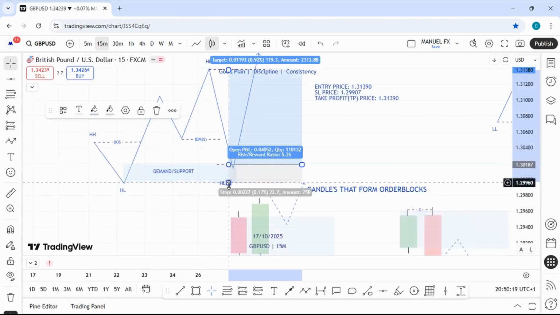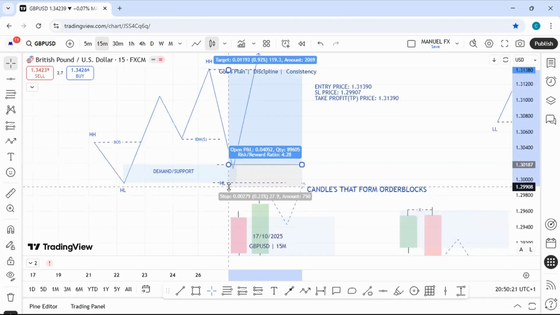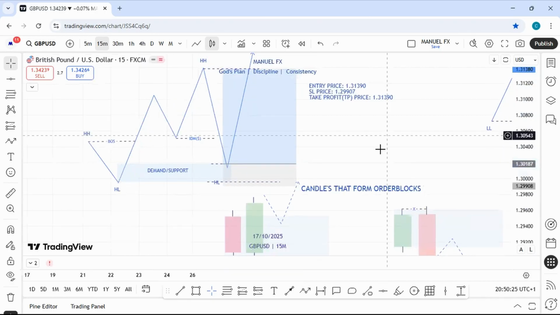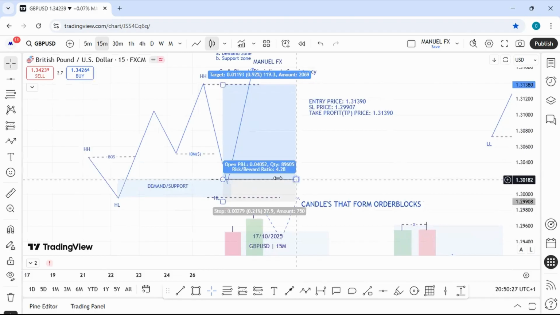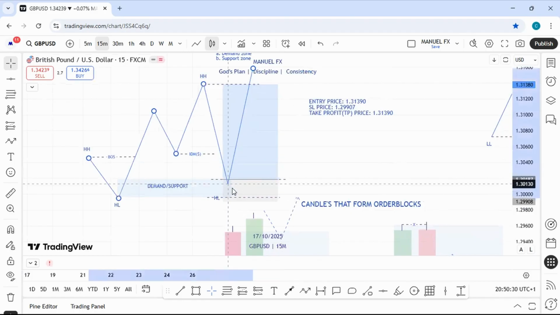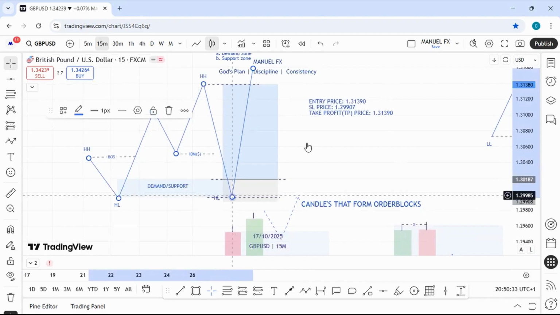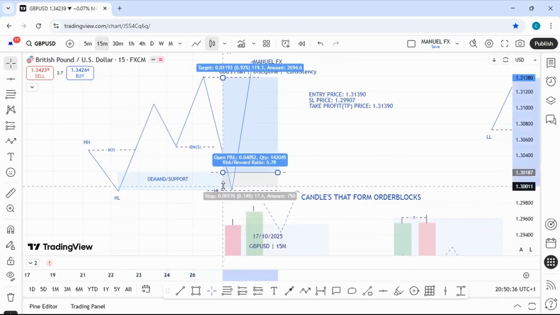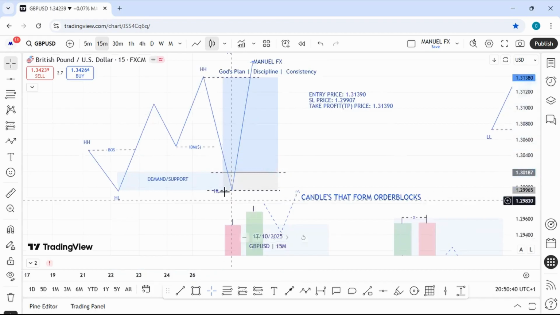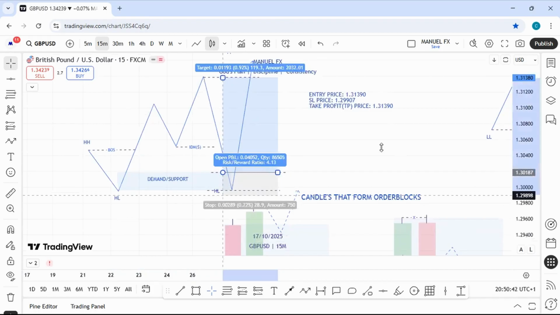Now I told you always leave space below the POI for the demand zone to breathe, for price to breathe when price comes into your POI. Because sometimes price can just come, do this thing, tap here, and then go to your direction. If your POI was here, you see price will take you out. We have to leave room for it to breathe.